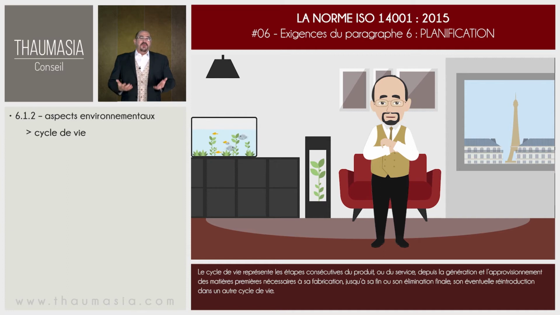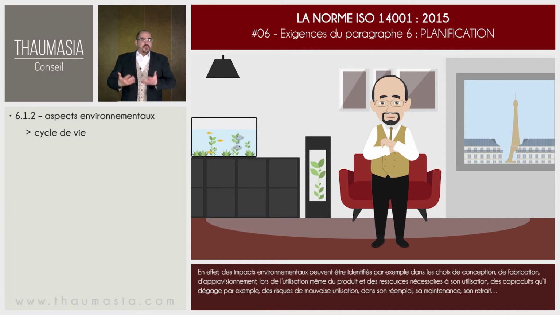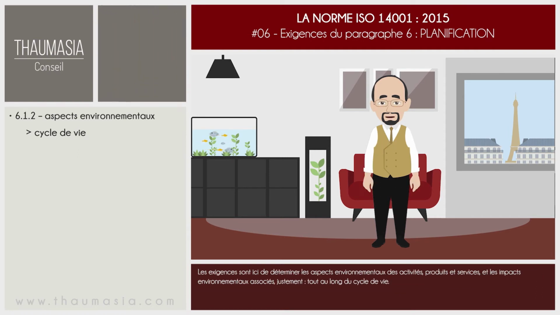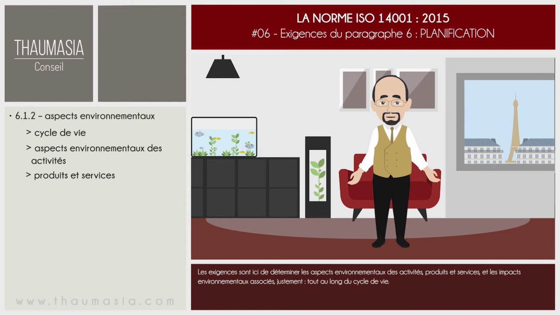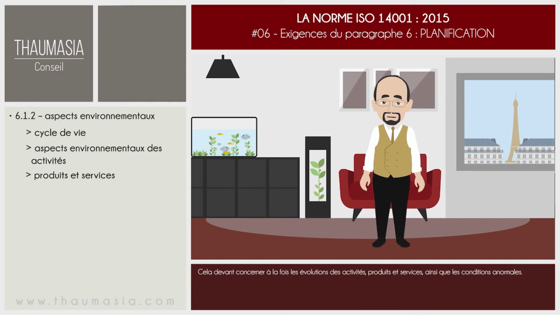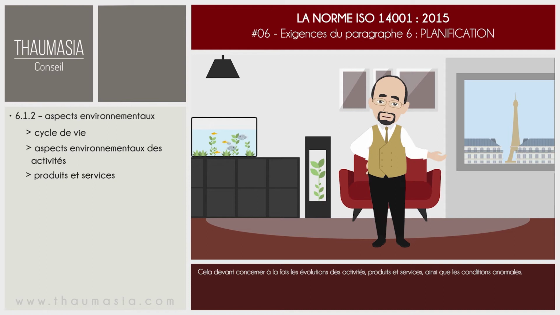Indeed, environmental impacts can be identified, for example, in the choices of design, manufacture, supply, during the use of the product, and the resources necessary for its use, the co-products it releases, for example, risks of misuse in its reuse, maintenance, withdrawal, etc. The requirements here are to determine the environmental aspects of activities, products, and services, and the associated environmental impacts, precisely, through the life cycle. This should cover both changes in activities, products, and services, as well as abnormal conditions.